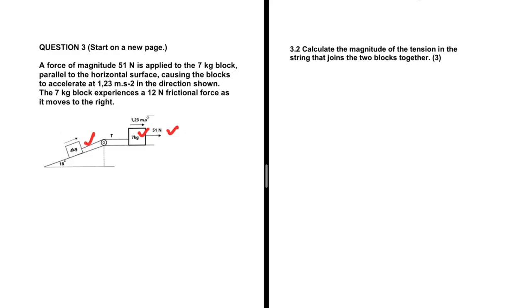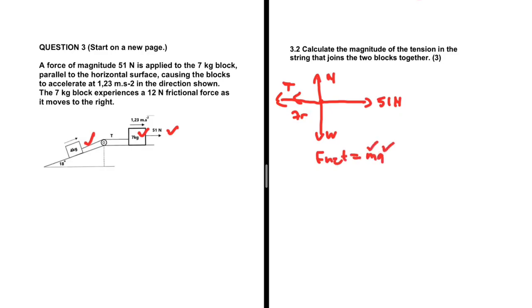So the 7 kg block, first things first, we have the weight. Obviously, we have the applied force, 51 newtons. We have the normal force. What else do we have? We have the tension force, and the frictional force. So we can use F net equals ma. We have the mass, we have the acceleration, and then we have the forces acting on the object.